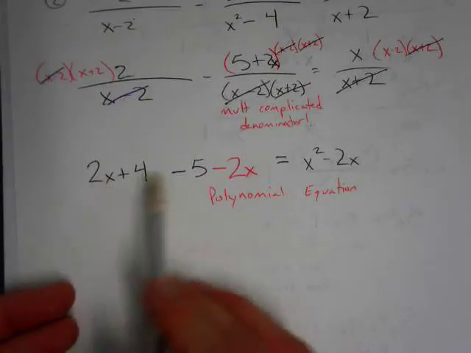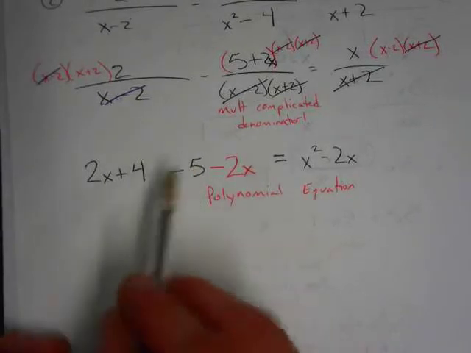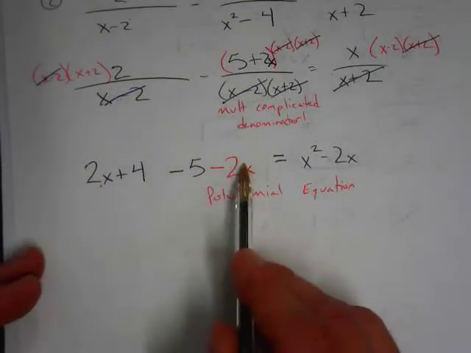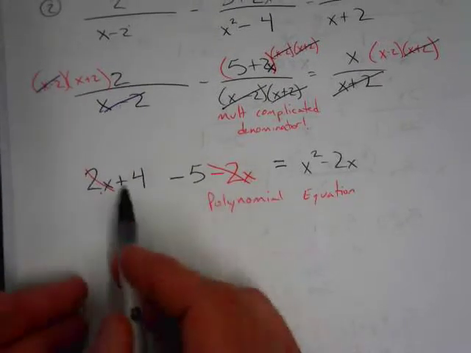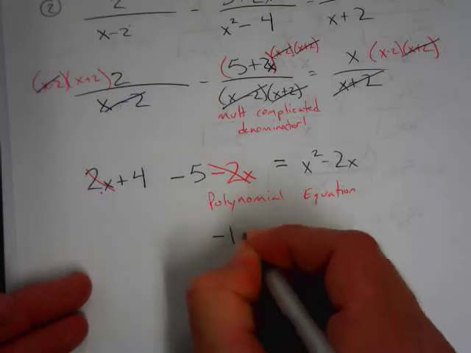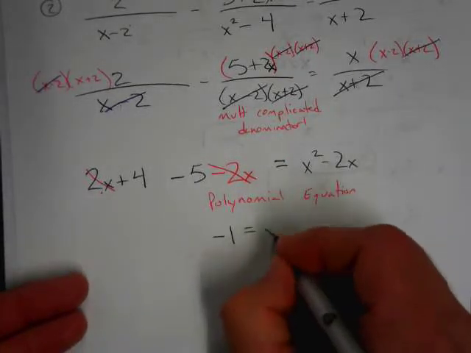I want to simplify the left-hand side. Look at this left-hand side. This is awesome. Check it out. 2x minus 2x, gone. Donezo. 4 minus 5, negative 1. That's all I have left on the left-hand side. On the right-hand side, that is as simple as we can get it.